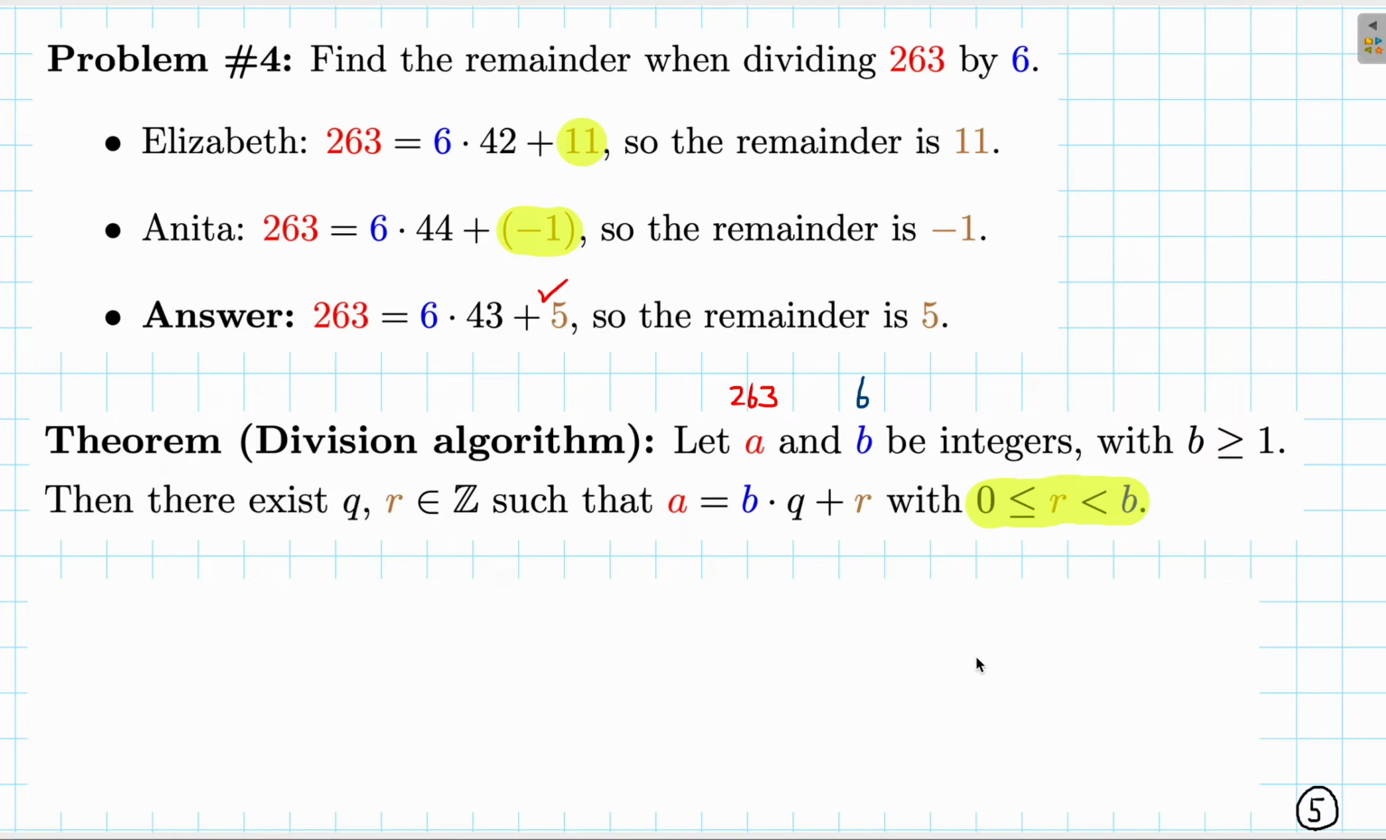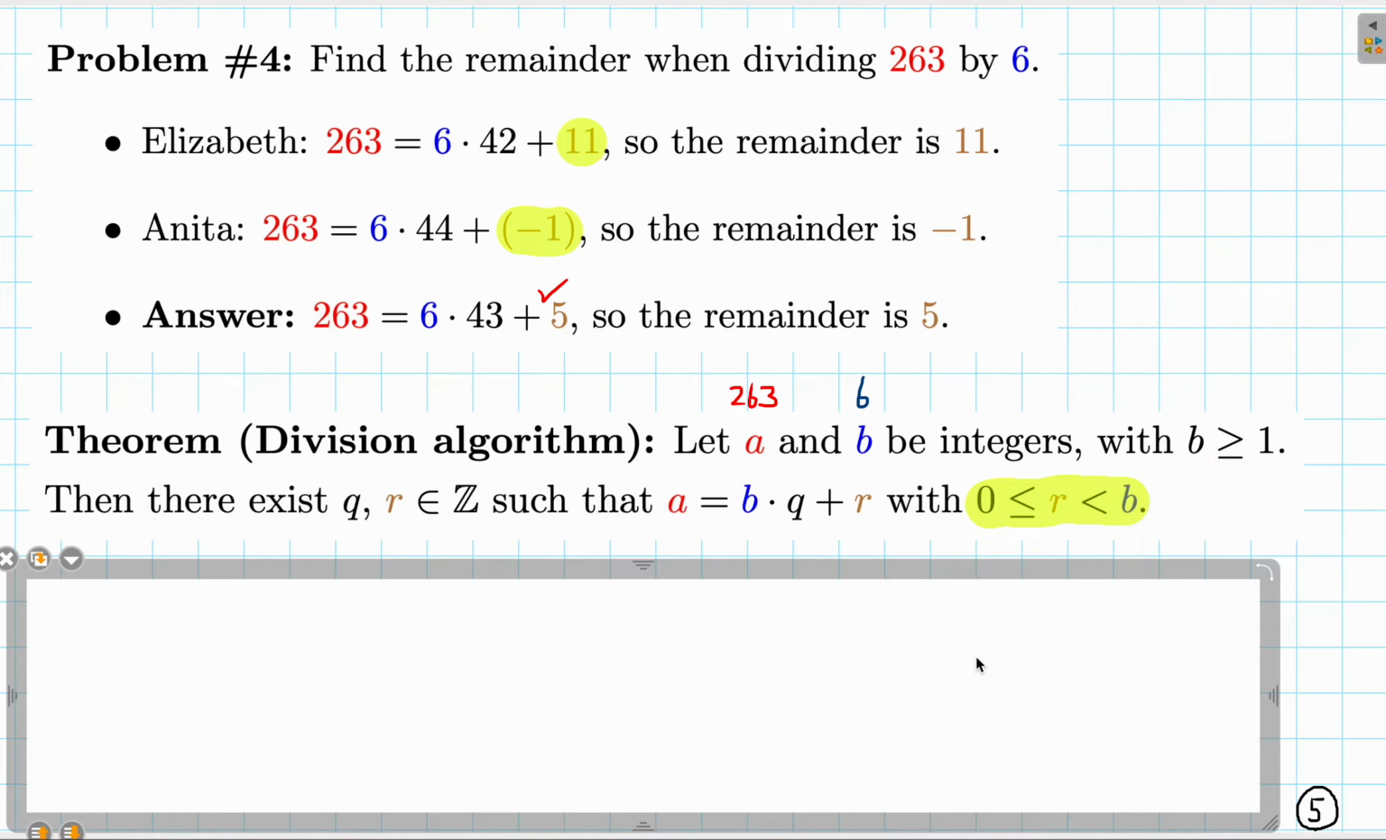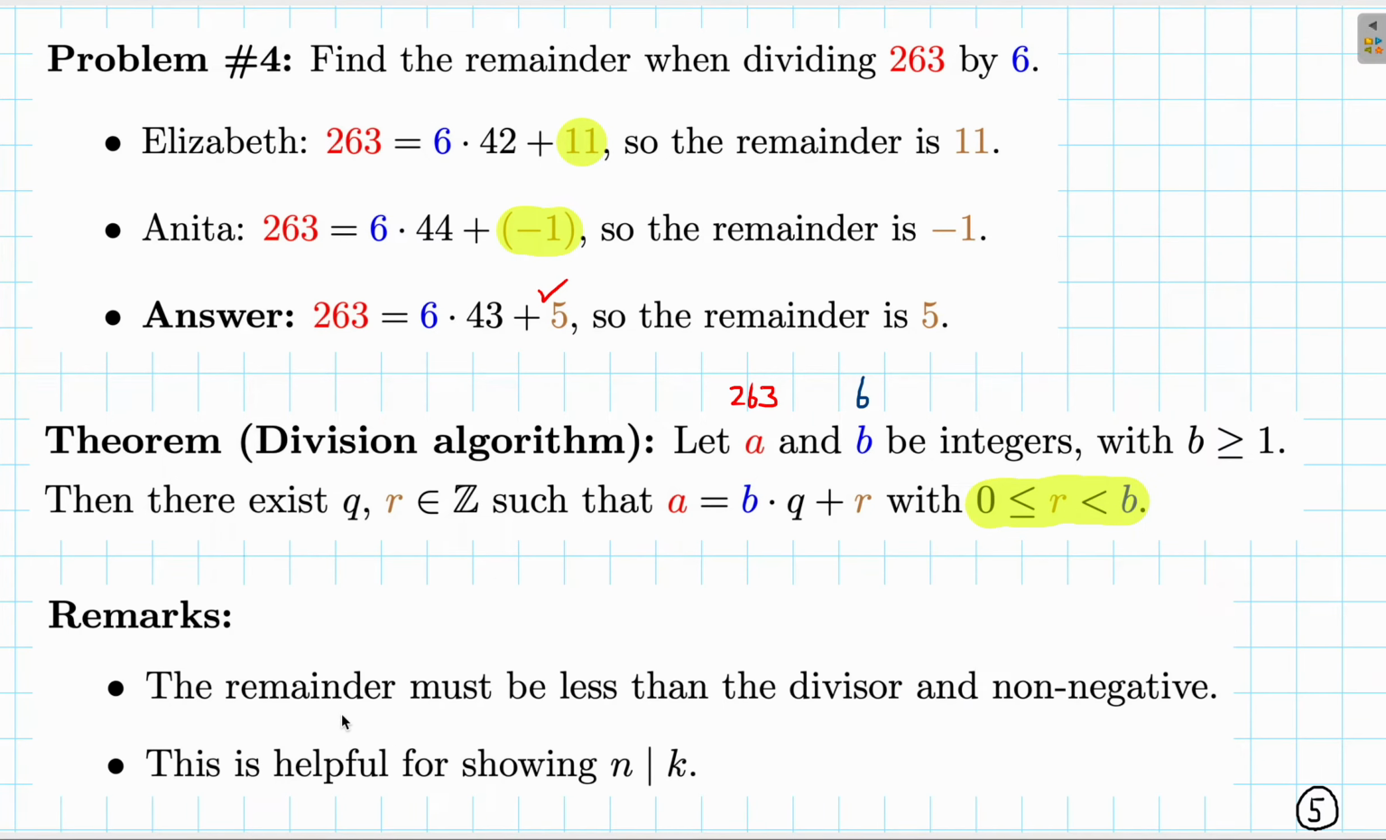And so just a couple of remarks about this theorem. Once again, in words, the remainder r must be less than the divisor, and so that would be b, and also non-negative. And this division algorithm is often very helpful in showing that an integer n is a divisor of k. Very briefly, the way we use this division algorithm theorem is that we try to divide k by n and show that the remainder is 0. And so we'll see how to use that in our next slide.